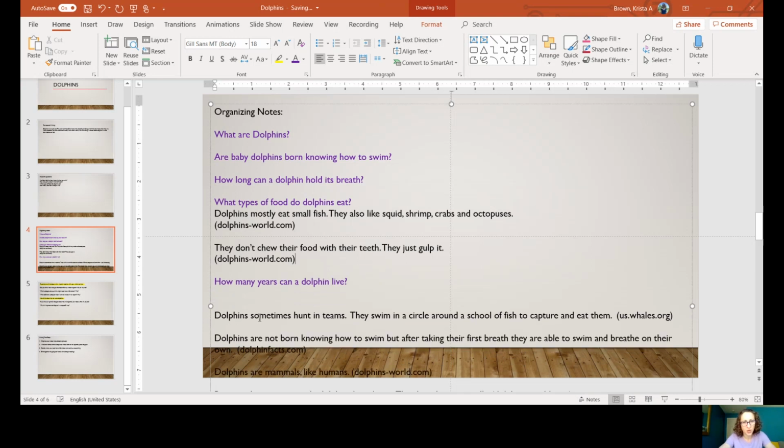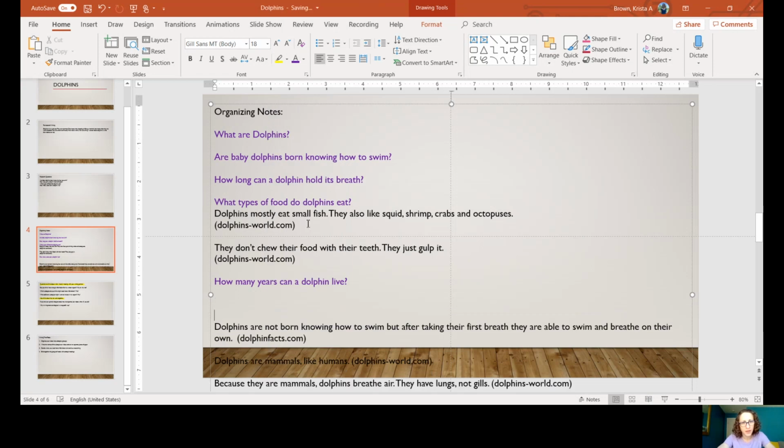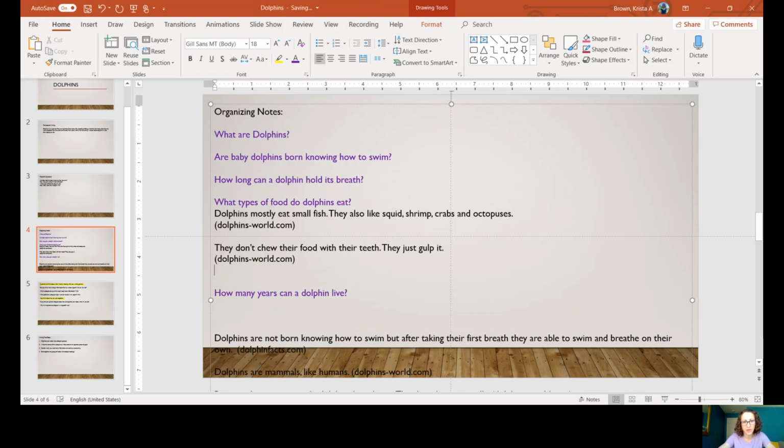So the next one says, dolphins sometimes hunt in teams. They swim in a circle around a school of fish to capture and eat them. Okay, well, this is definitely more about eating. So I'm going to cut this one out and put it up in my category about eating.